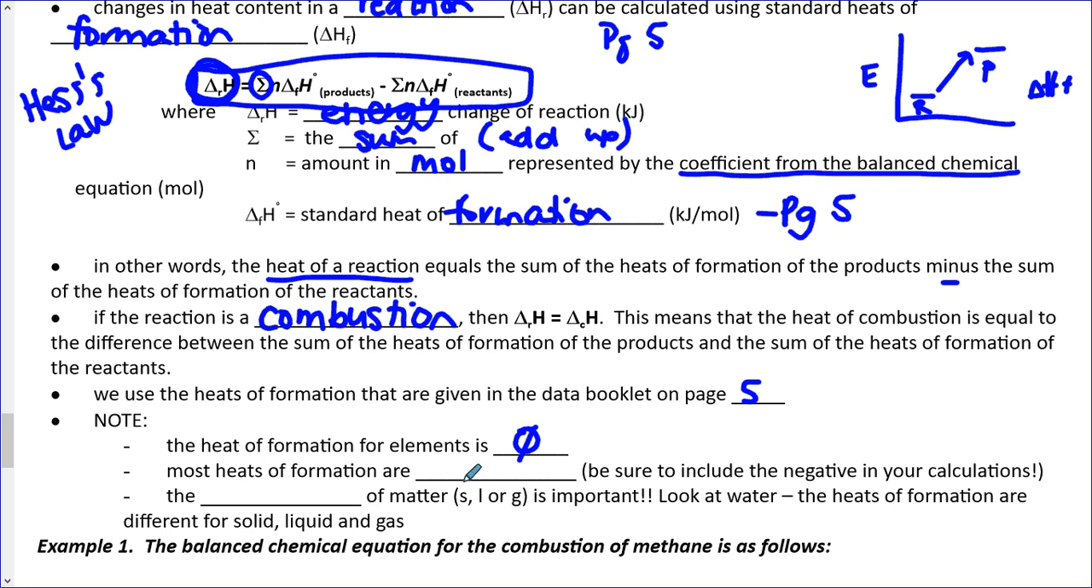Most heats of formation are actually negative. If you look in that chart, most of them are negative. There's a couple positive: nitrogen monoxide, ethine and ethene, and benzene are all positive. I think those are the only ones. Most of the rest are negative, so make sure you pay attention to that negative symbol in the calculations. And sometimes the state is important. You see that we have water, which is liquid or gas, so water vapor versus water as liquid.